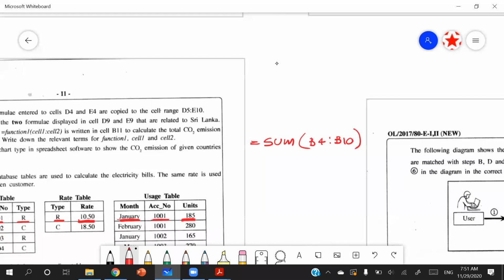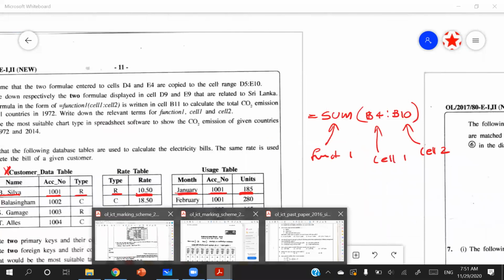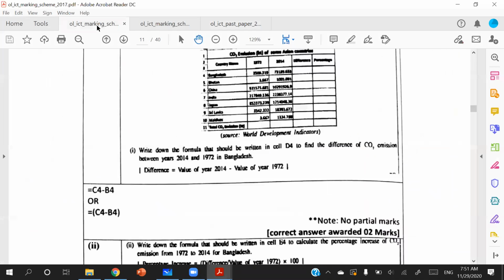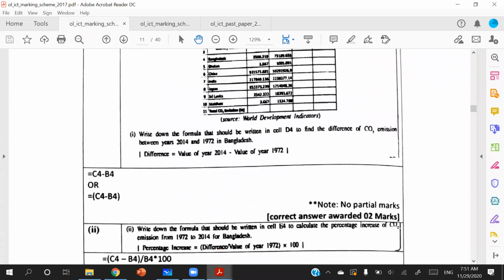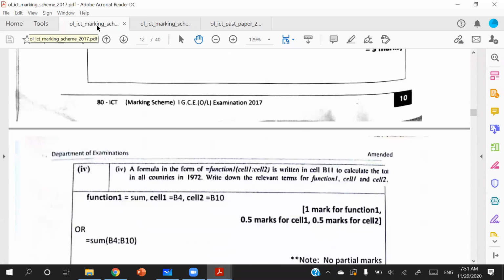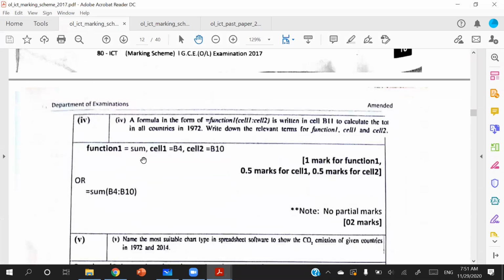So either you can write this particular formula totally, or you can say this is function 1 and this is cell 1 and this is cell 2. You can write it in that manner, right? So that is how the marking scheme has gone. Yeah, so like this. Right, like the way it shows.